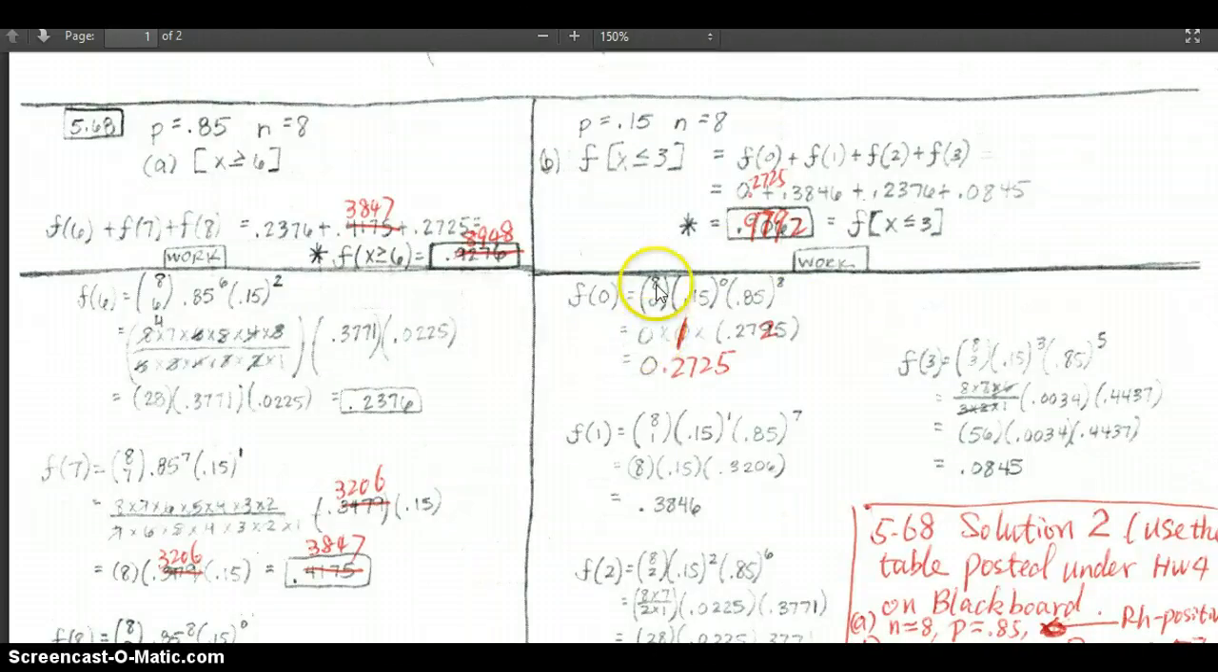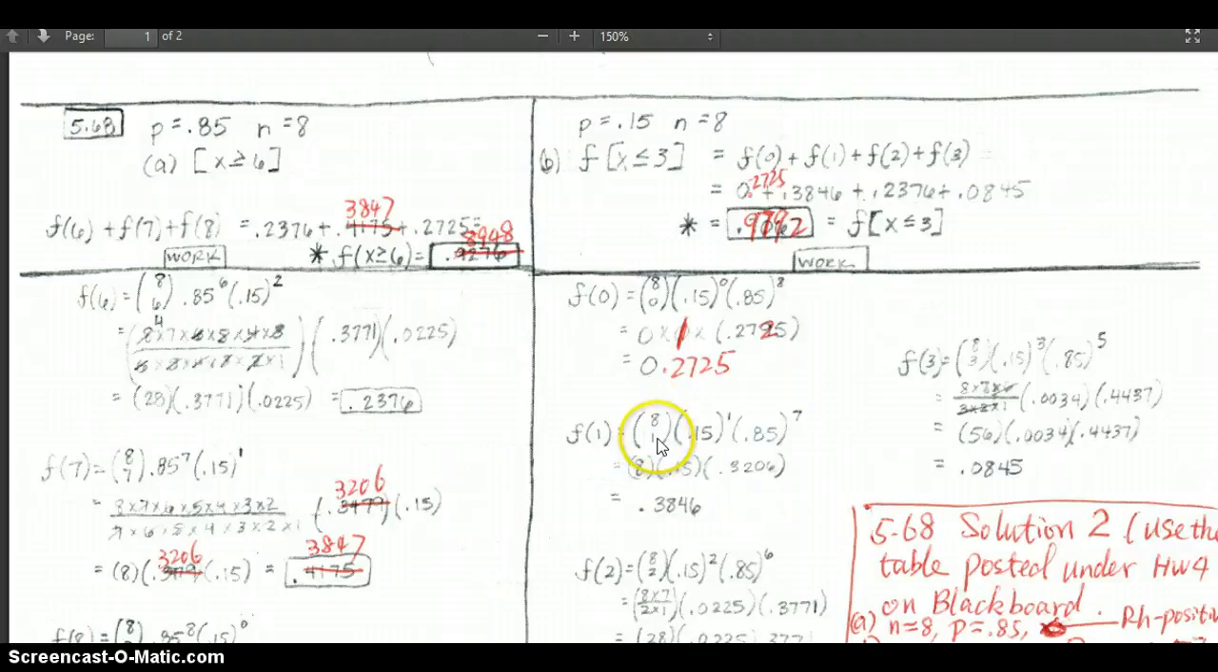And again, one more time, a correction here. 8 choose 0 should be 1 right here, not 0. Any number choose 0, there's only one. It means you don't choose anybody, there's only one way. So this should be 1 here, not 0. And 0.15 raised to 0 is also 1. Any number raised to 0 is 1. Times 0.85 raised to the 8th power, because n minus x, 8 minus 0, is 8. So you can use the calculator to find it's equal to 0.2725.